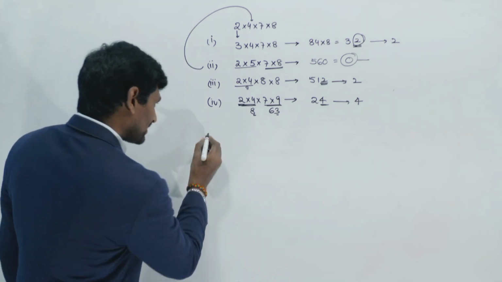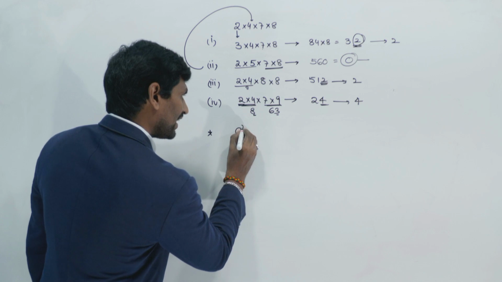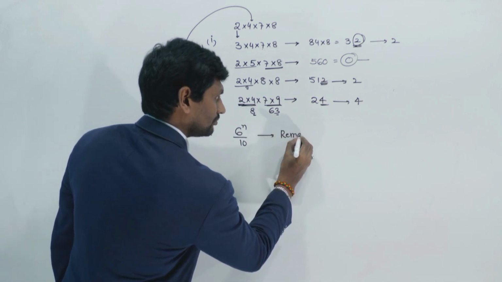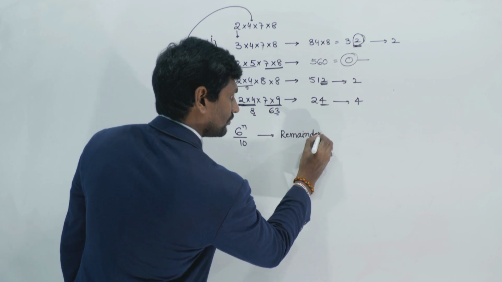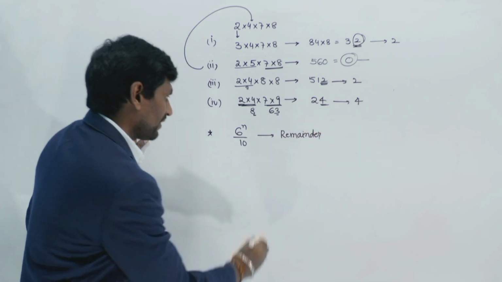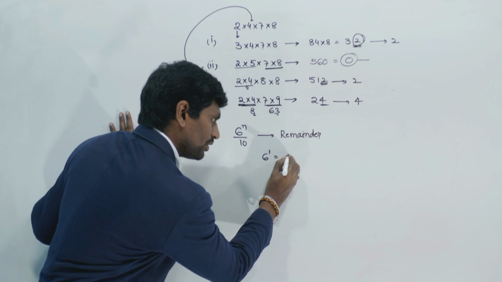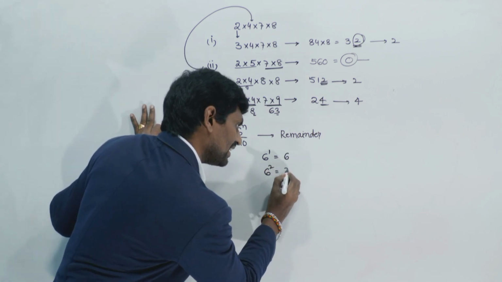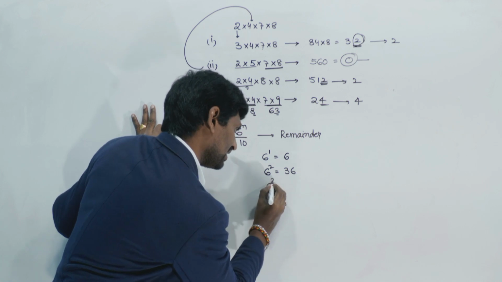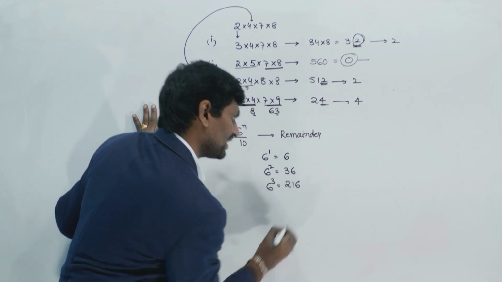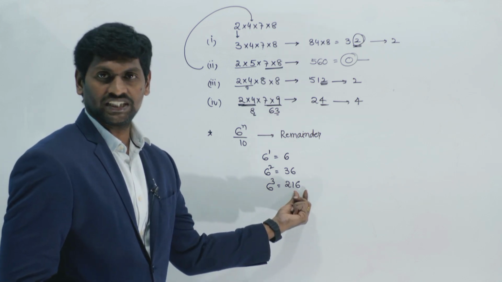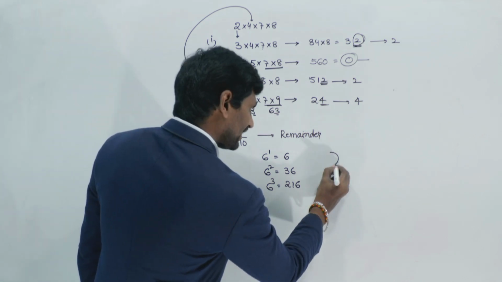Okay, here only we are discussing one more problem. If 6 power n is divided by 10, what is the remainder? Okay, let us see. 6 power 1 value is 6, am I right? 6 square value, 6 6s are 36. 6 cube value 216. All are ending with the digit 6. Let us divide with 10.